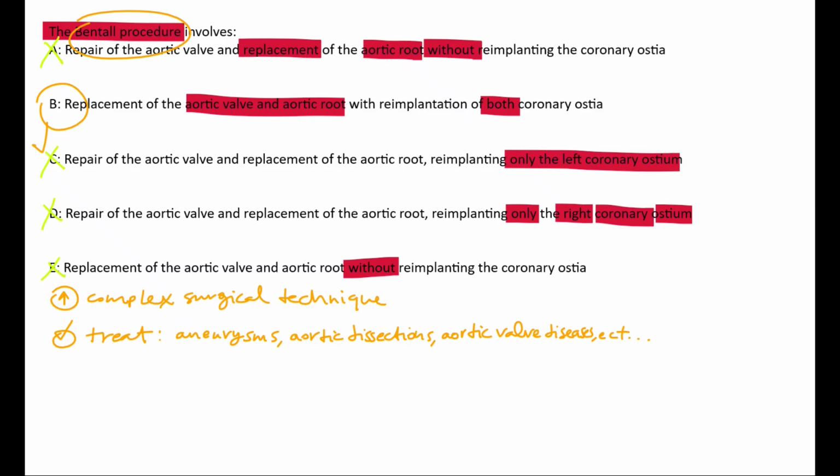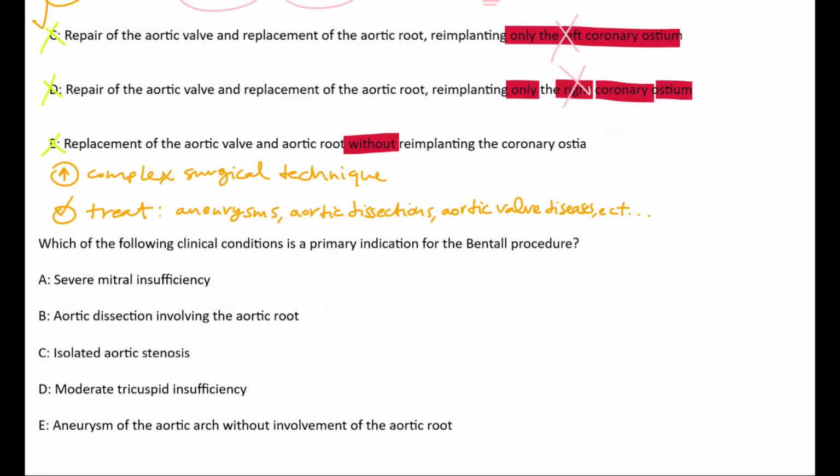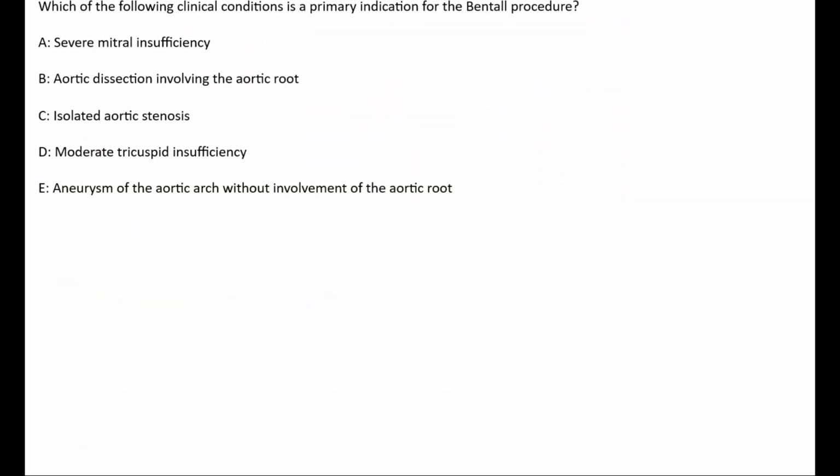because we're replacing the aortic valve and the aortic root with reimplantation of both coronary ostia, not right, not left, both. You see, the Bentall procedure is considered a gold standard for treating complex pathologies that concern the aortic root and the aortic valve. However, the choice of the procedure depends on the specific conditions of the patient and also preoperative assessments.